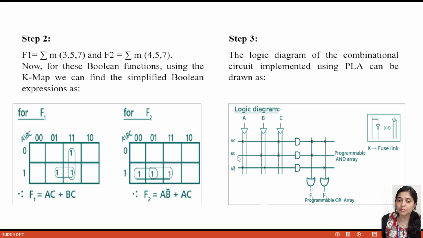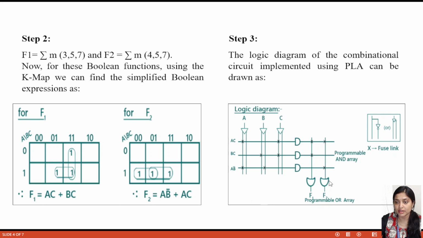Now similarly BC. This line is the B line, so we make a cross here, and this line is the C line, so we make a cross here. So this is the BC line. Then A B bar: this line is for A, so I make a cross here, and this line is B bar, so make a cross here. So this is the line of AC, this is the line of BC, and this is the line of A B bar.